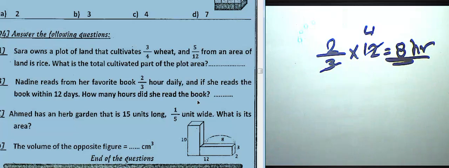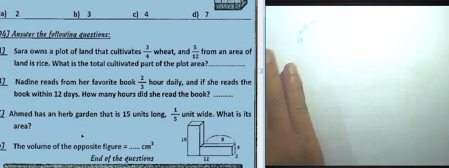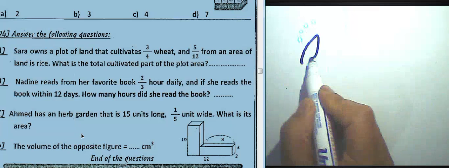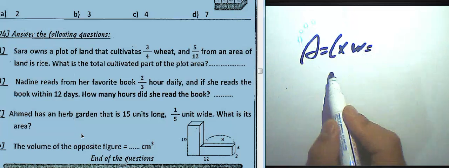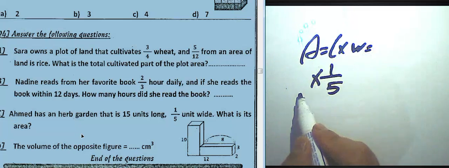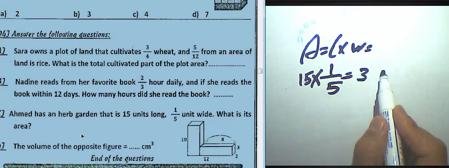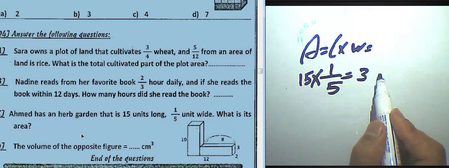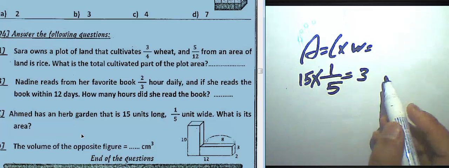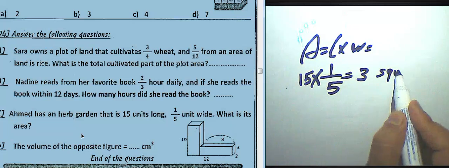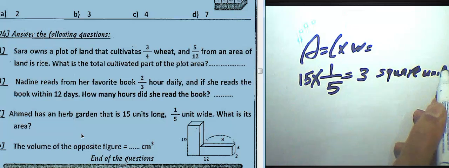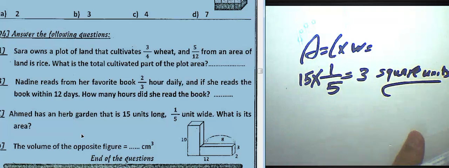Okay, next question here. Ahmed has a herb garden that is 15 units long and 1/5 unit wide. What is its area? Its area means length multiplied by width, for a rectangle, length multiplied by width. One fifth here is its width, multiplied by the length here, which was 15. 15 times 1 over 5 equals 3, and we can write here for area, square units. Okay, the result will be 3 square units.